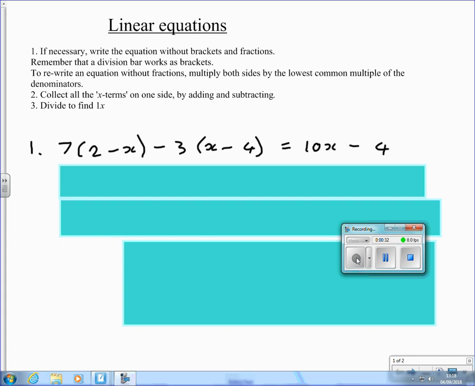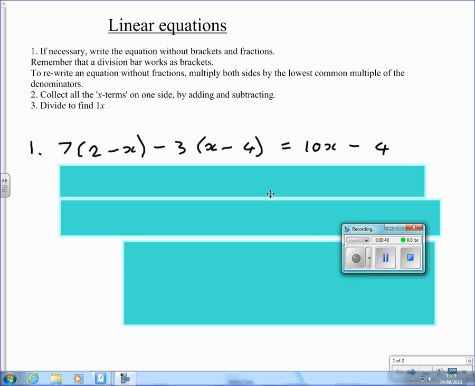Whatever you do to one side of an equation, you can do the same thing to the other side, and the equation will still be true. Then you collect the x terms on one side and divide at the end if necessary to find 1x. So here are some examples to illustrate these.